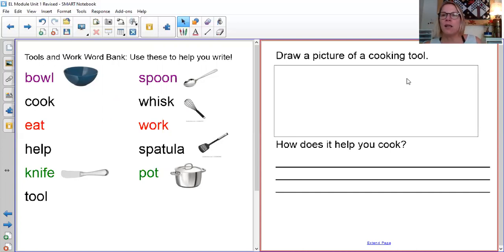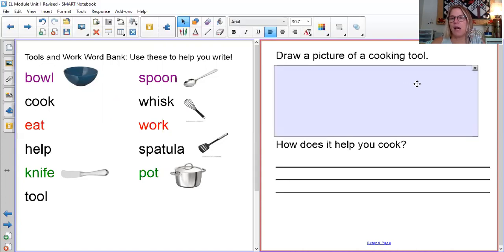So if I picked my whisk, I would draw a picture of my whisk. I would label it, because scientists always label it up in the box. And then down below, how does it help you cook? A whisk helps you to stir food. So again, a whisk helps you to stir food.